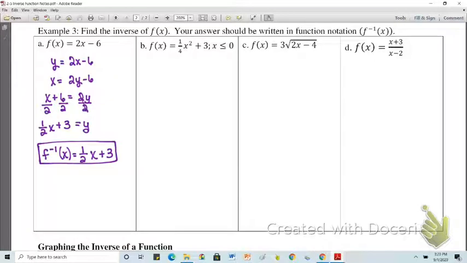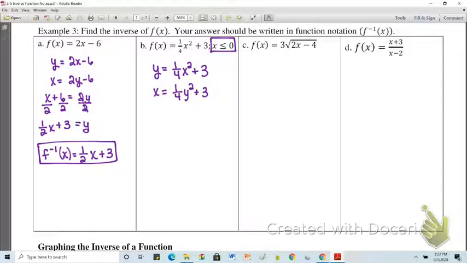So now if we look at b, we're going to step it up to a quadratic. Again, I have a quantifier here, but I'm not going to deal with that right now. I'm going to hold it till the end. So step 1, exactly the same. Rewrite f of x as y. Step 2, switch my x's and y's. And now we need to solve for y.